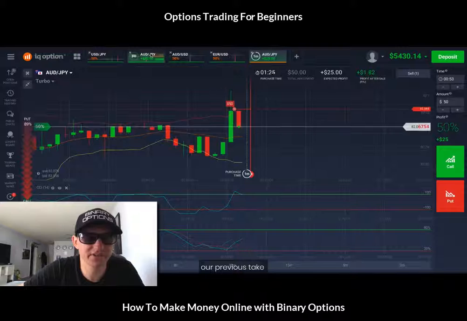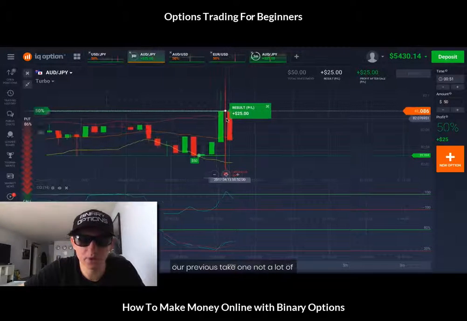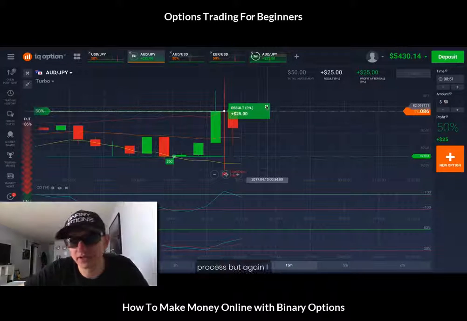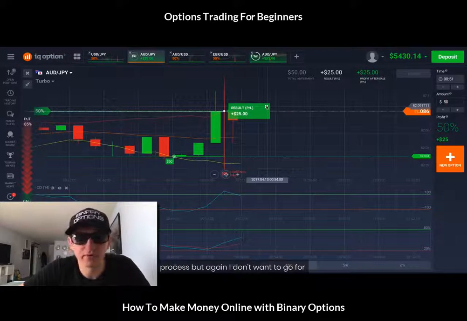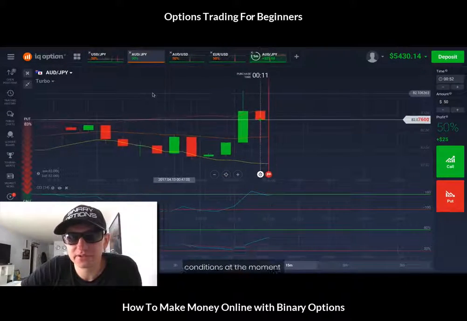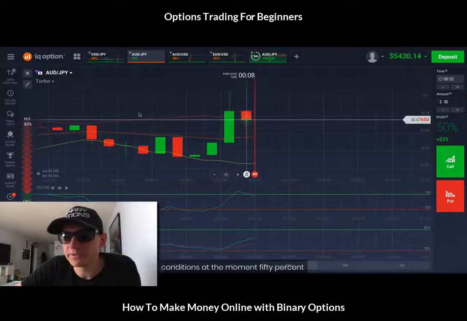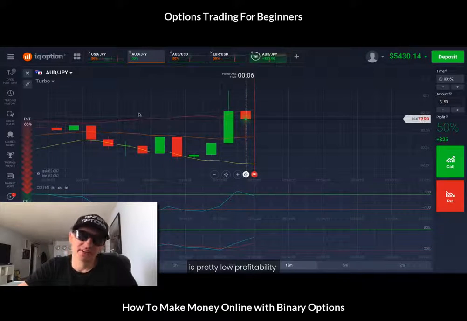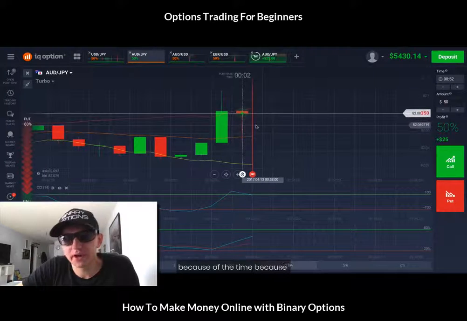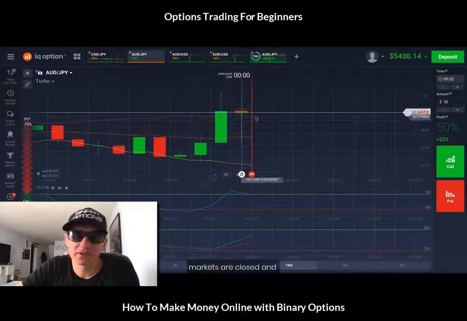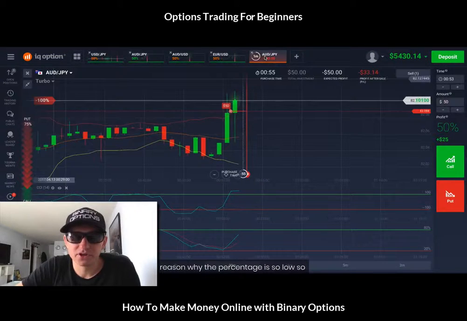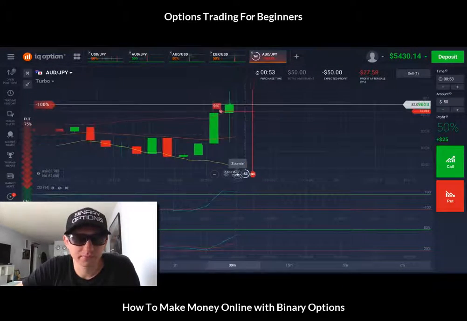So our previous stake won. Not a lot of profit, but again, I don't want to go for some high stakes because of the market conditions at the moment. 50% is pretty low profitability because of the time, because most of the markets are closed, and this is the main reason why the percentage is so low.